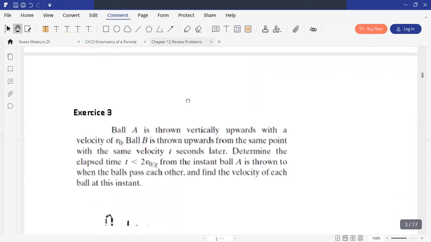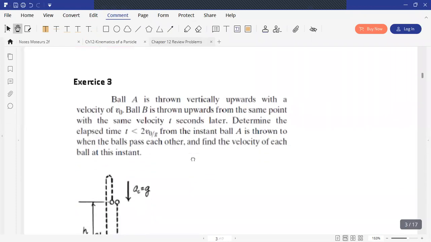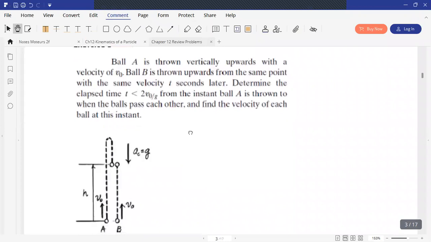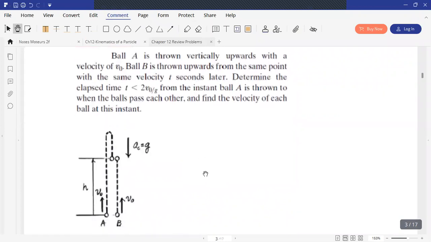Okay. So, ball A is thrown vertically upward with a velocity of v0. Ball B is thrown upwards from the same point with the same velocity t seconds later. Determine the elapsed time t for the instant ball A is thrown to when the two balls will pass each other, and find the velocity of each ball at this instant.